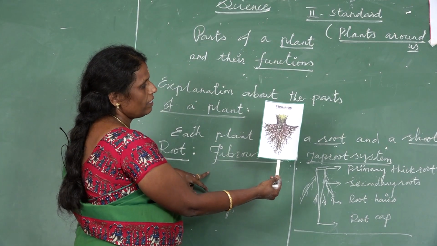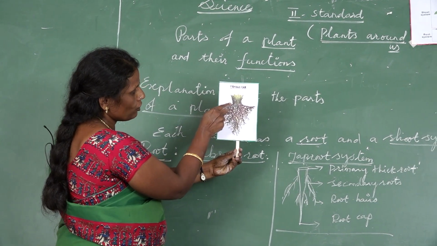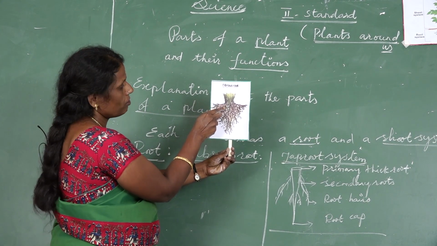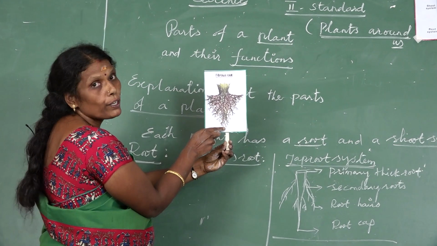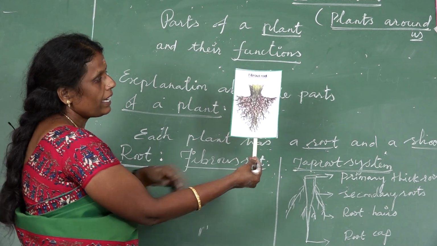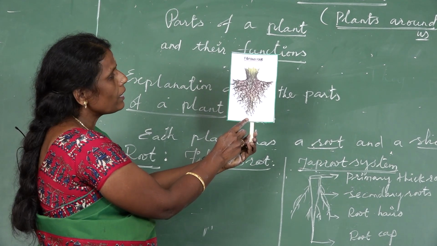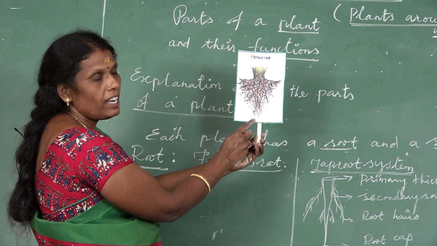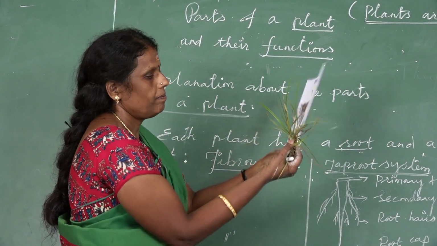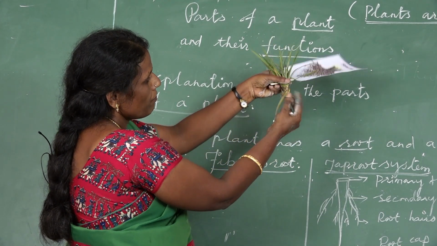The second root is fibrous root system. It grows from the base of the stem. It has small thin roots. They do not grow deep into the soil. We can find this fibrous root in monocot plants. What are called monocot plants? Grass, wheat, maize. It is the grass. It has fibrous root.